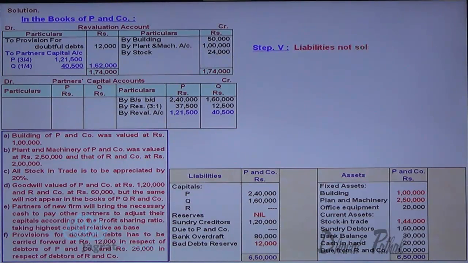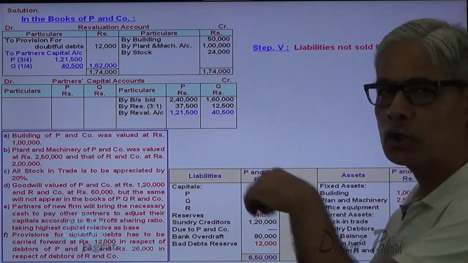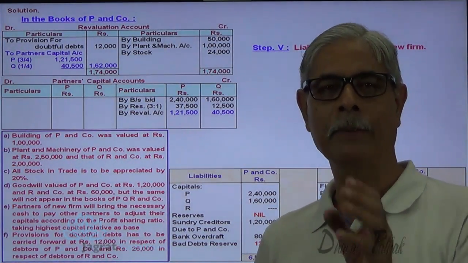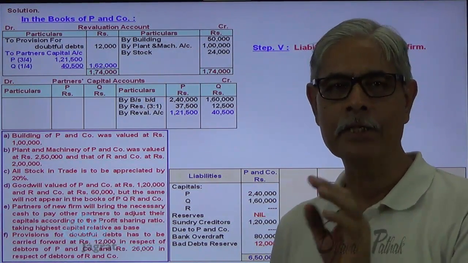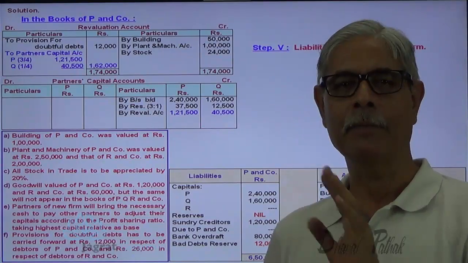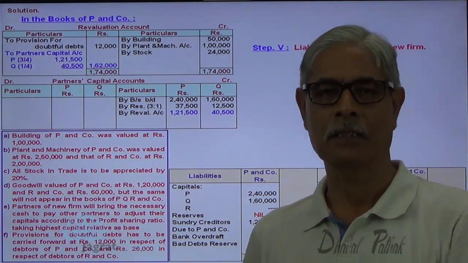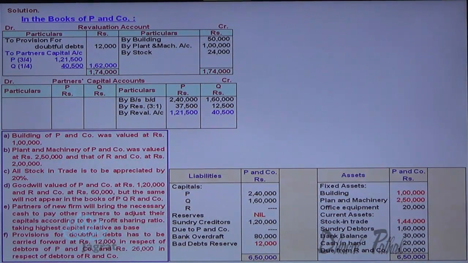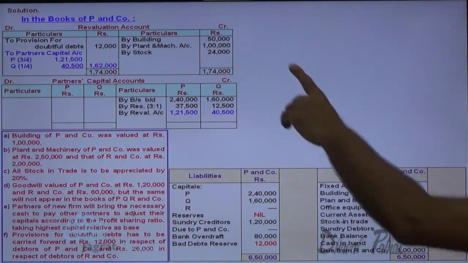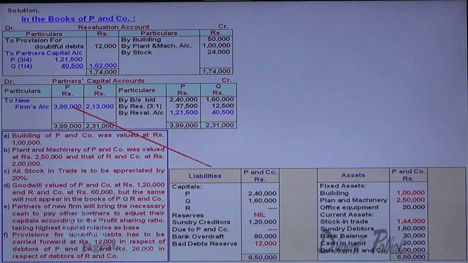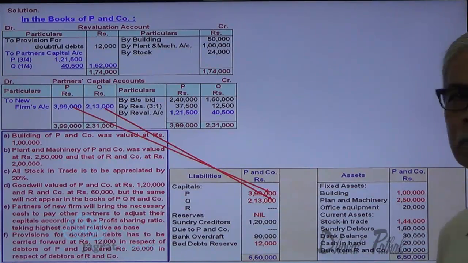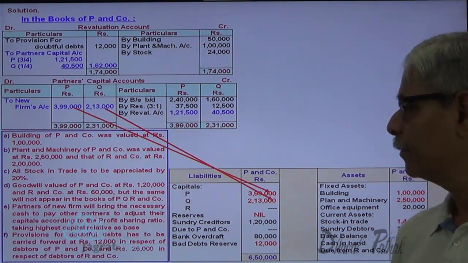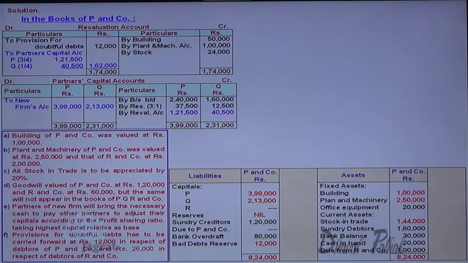Now, next step, liabilities not sold to the new firm. If any of these liabilities are not sold to the new firm, those liabilities are required to be borne by the old partners. Either they may distribute in the old profit sharing ratio, or the liability may be distributed as agreed between the partners, or it may be distributed in the capital ratio. But in this sum, this point is not there. So I'm just prescribing you the steps. Now close these capital accounts. And the balance of capital account will be transferred to the balance sheet. Now in light of these changes, my balance sheet total also will change and it should agree. So my balance sheet total is 8,24,000.